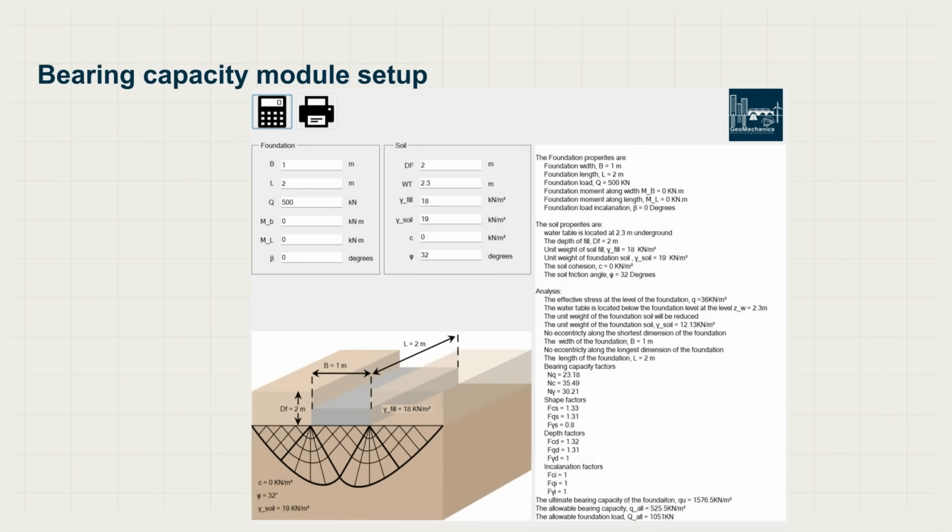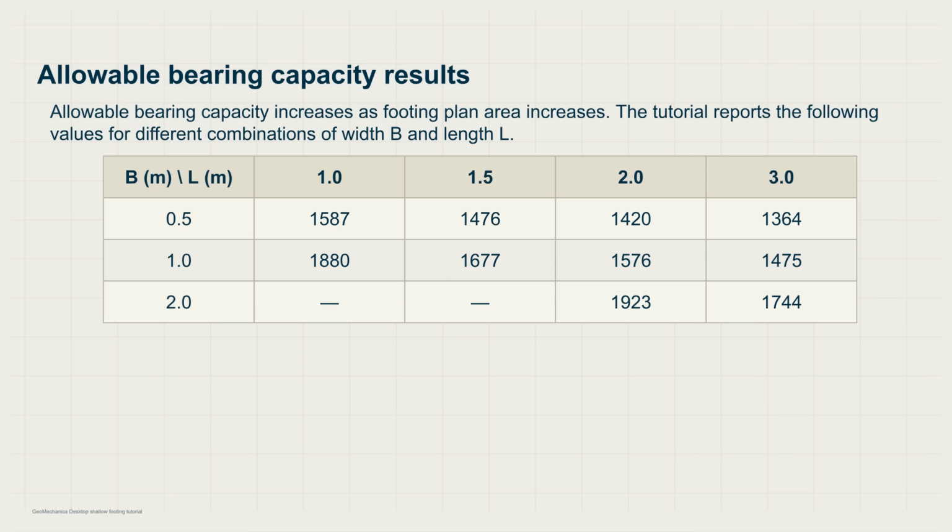This is the setup for our bearing capacity module, incorporating the foundation dimensions, soil properties, and load parameters to begin the initial stability analysis. The results show how allowable bearing capacity varies with different footing lengths and widths. As expected, increasing the plan area generally improves the bearing capacity.